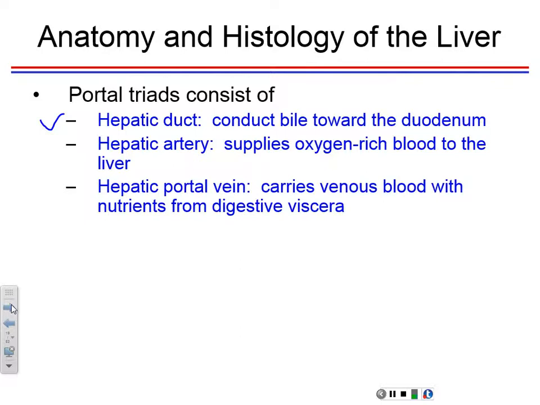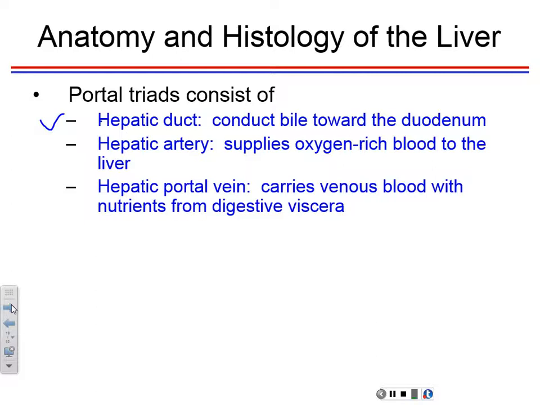But the portal triad, we already know about it. It comprises the hepatic duct, conducting bile towards the duodenum, small intestine, right? Because remember the head of the pancreas is cradled by the duodenum, right there, where the pancreatic duct opens, so does the hepatic duct, or the common bile duct. So the hepatic duct will be a branch of the bile duct.